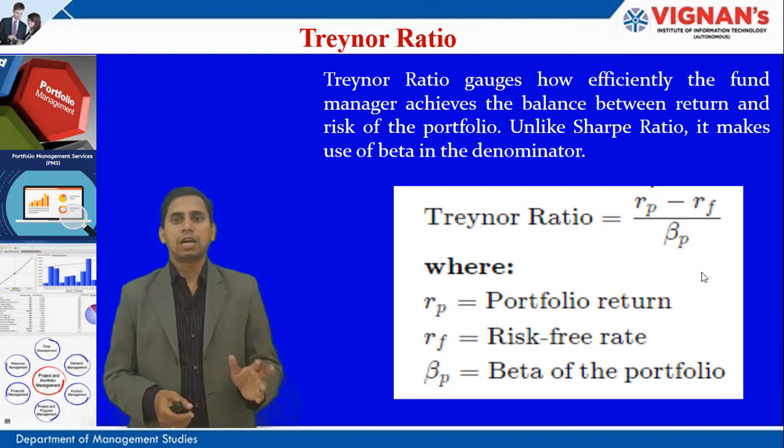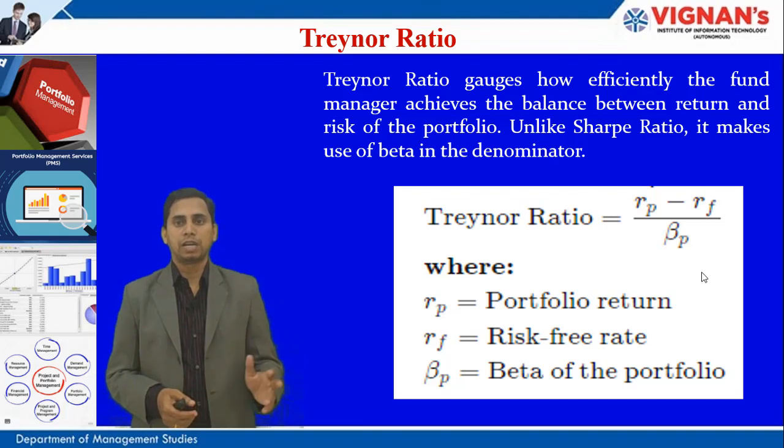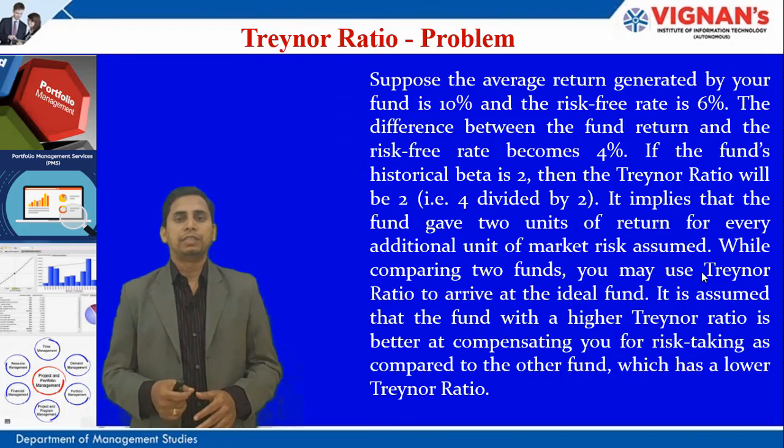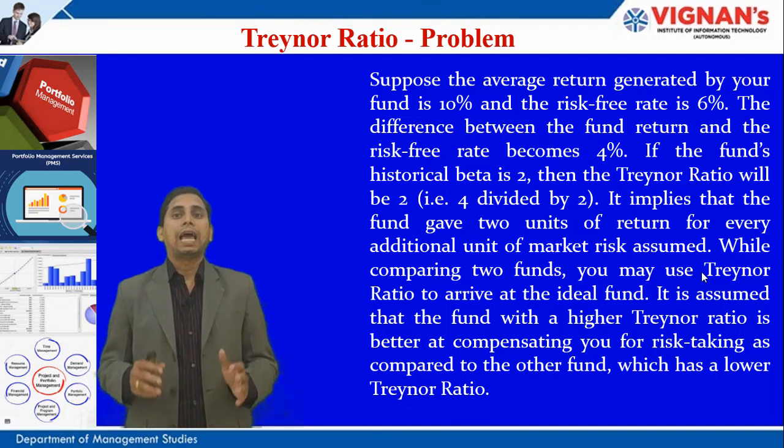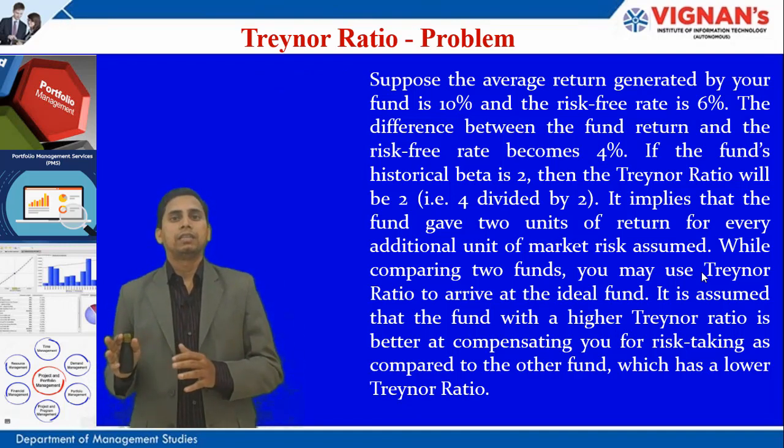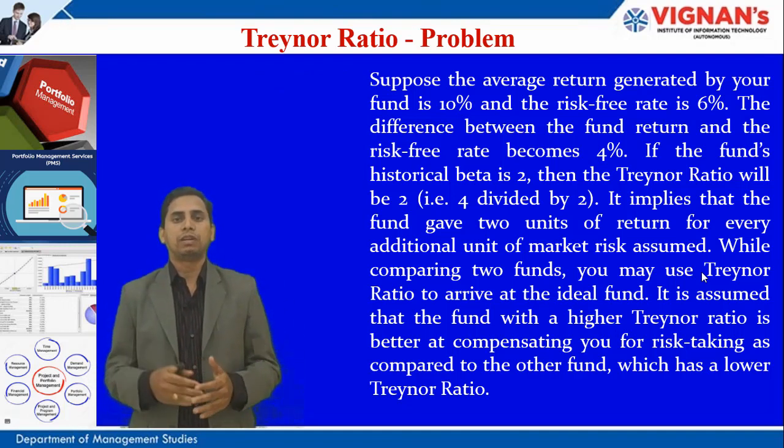So the Treynor ratio is RP minus RF divided by beta P. RP is the return of the portfolio, RF is the risk-free rate of return, and beta P is the beta of the portfolio. If you take the problem, suppose the average return generated by your fund is 10%, and the risk-free rate of return is 6%, the difference between the fund return and the risk-free rate comes down to 4%. It means the fund has generated 4% return for the risk that you are taking.